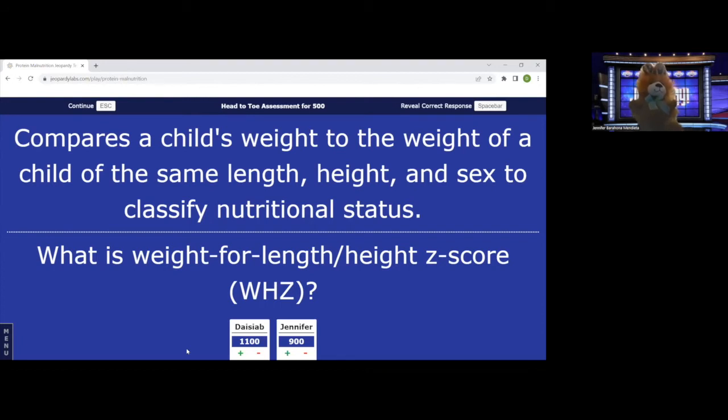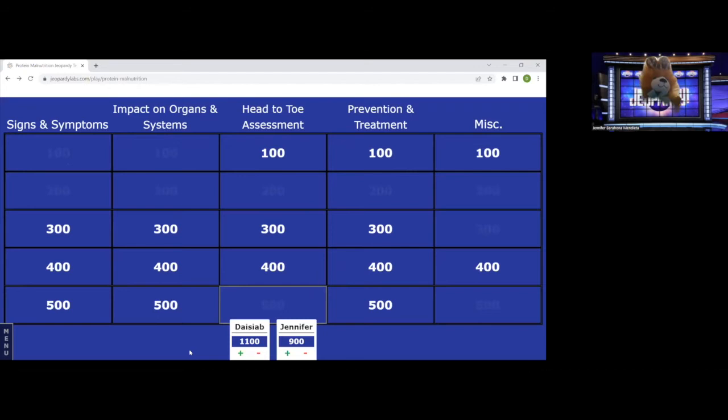or malnourished. A normal range z-score is -2 or greater. A moderate malnutrition z-score is -3, less than -2. And a severe acute malnutrition z-score is less than -3. Thank you for that. Let's move on to the next question.